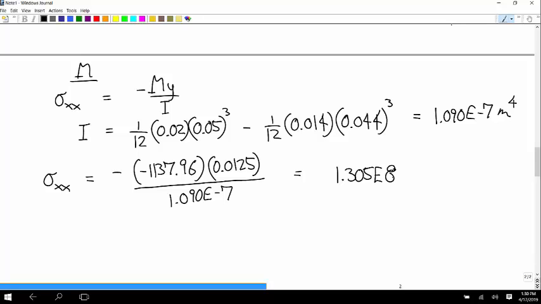Ooh, this beam is probably in trouble, by the way. These are pretty big stresses. My neutron star! It broke.